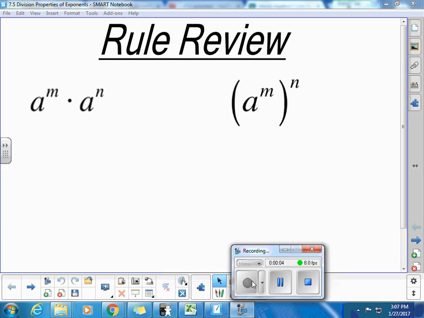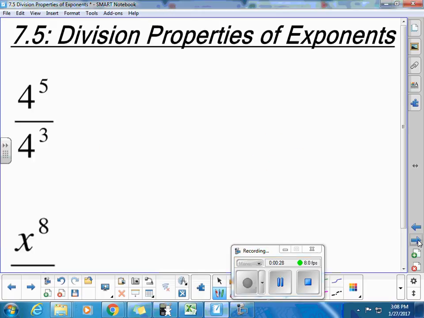Division rules, or division properties of exponents. Let's review for a second. We had a to the m times a to the n, which was a to the m plus n; we just added those. But if it was a to the m, that whole quantity raised to the n, it was a to the m times n. So that's a very short little review of what we did.